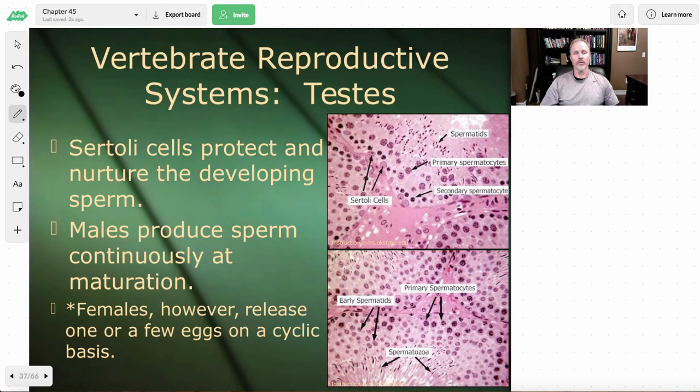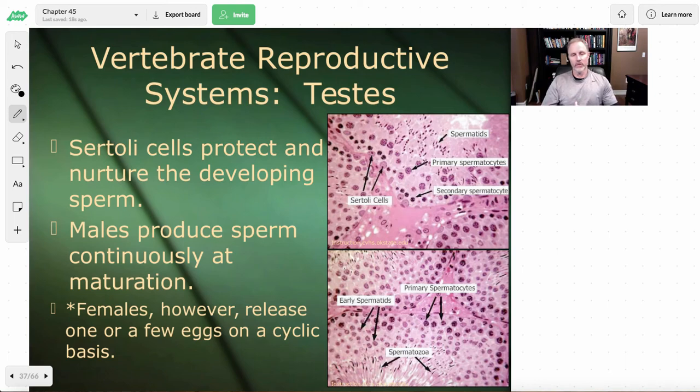Okay, so the Sertoli cells are also responsible for protecting and nurturing these developing sperm. They're making certain things that are going to support their development along the way. And one of the differences between males and females is males are going to begin producing sperm once they're matured, once they go through puberty, and they're going to produce it continuously throughout the rest of their life.